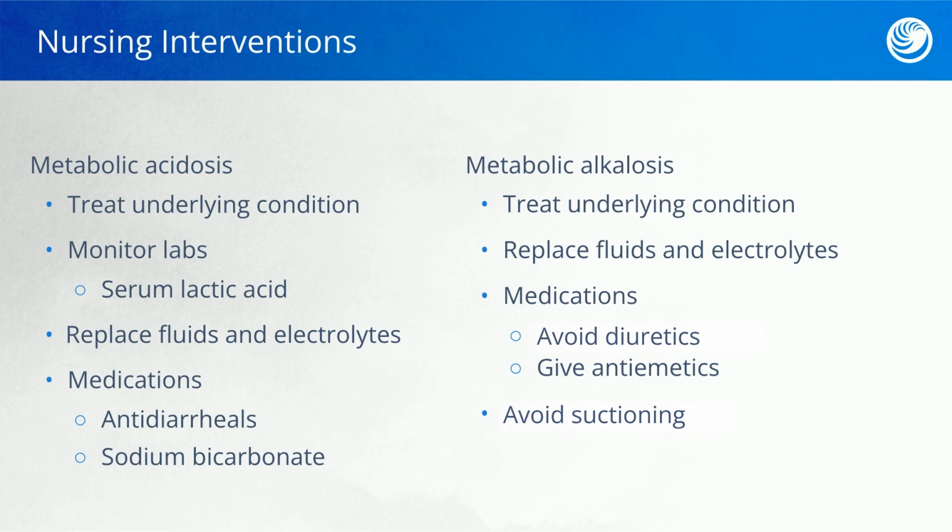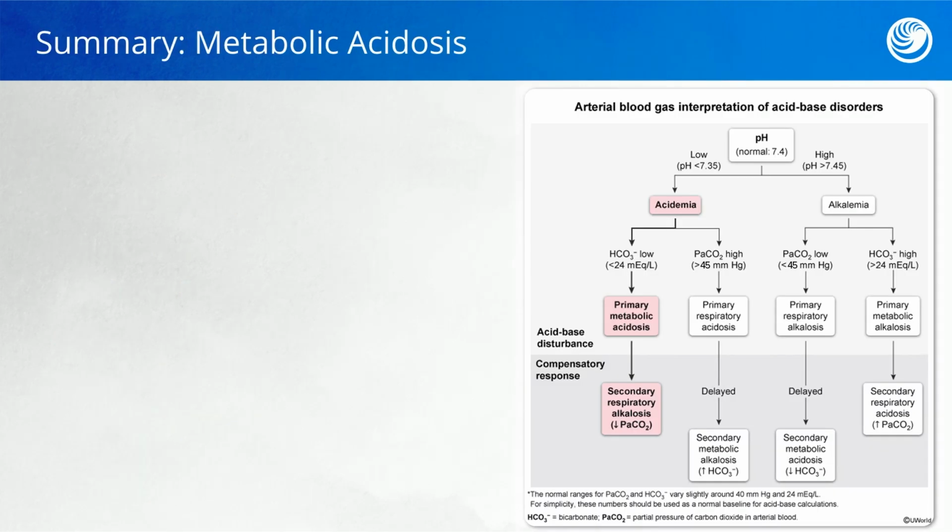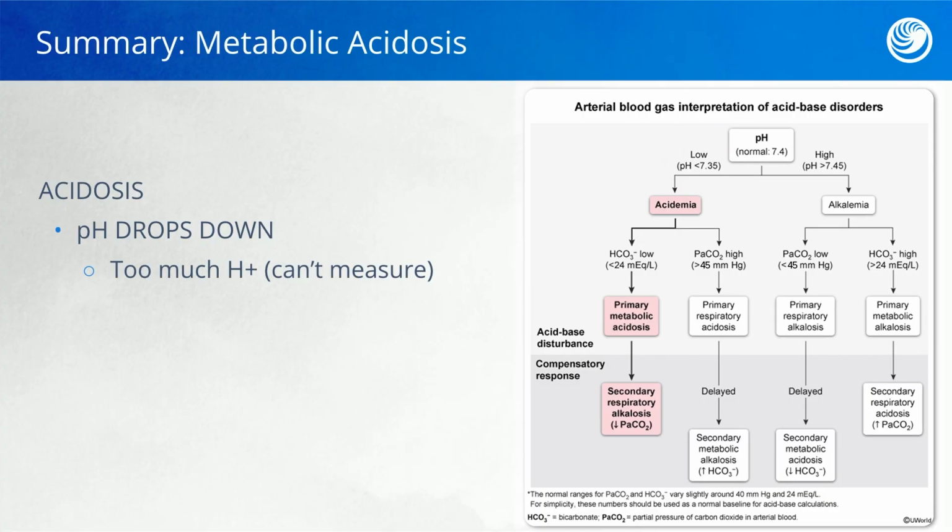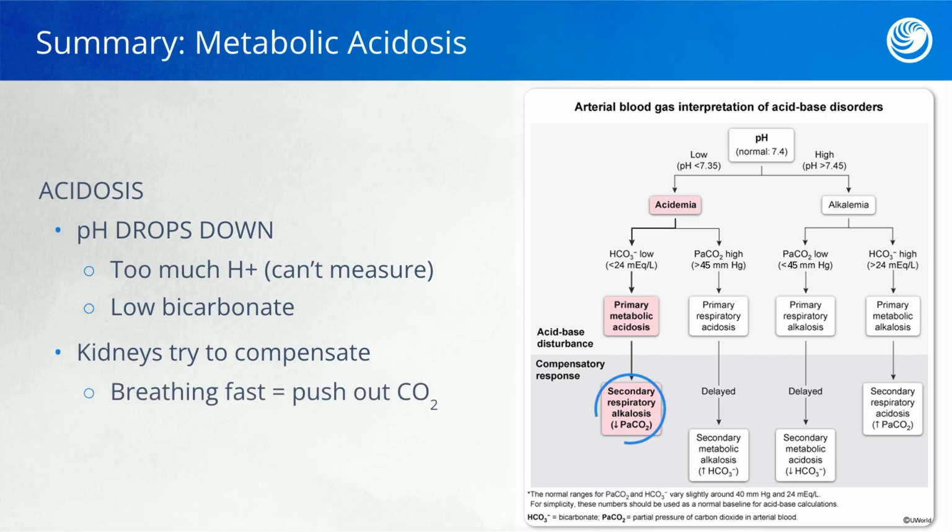So just to summarize metabolic acidosis, we need to remember with acidosis, our pH drops down. So we're looking for a low pH less than 7.35. Now this is because we have too much hydrogen, which is an acid, and we have a low bicarbonate. So our lungs are going to try to compensate, and they're going to do that by breathing faster, pushing out that CO2 to become more alkalytic. When the pH returns to normal, this is when our patients are fully compensated.